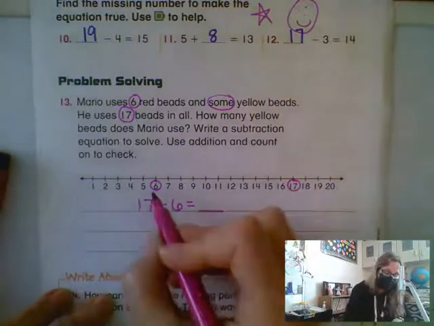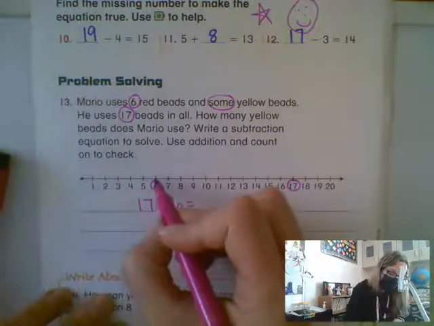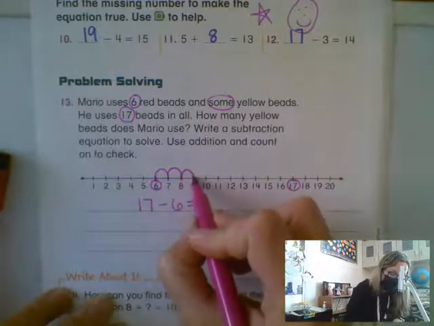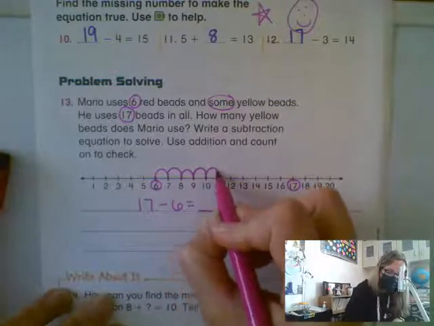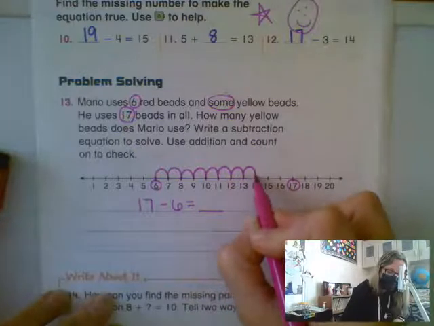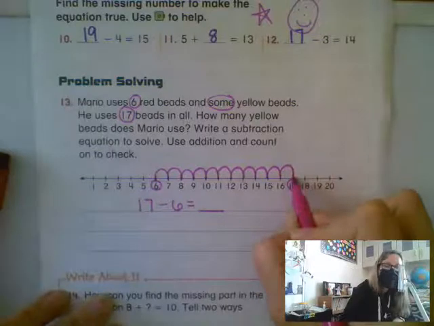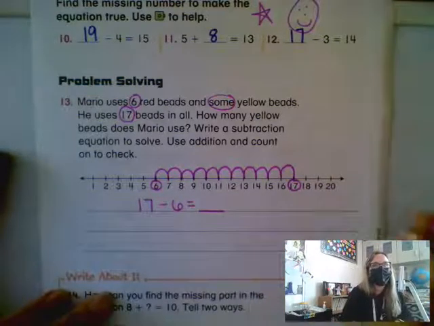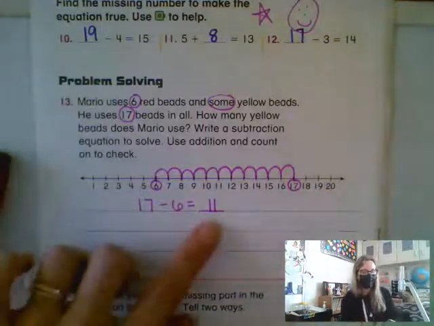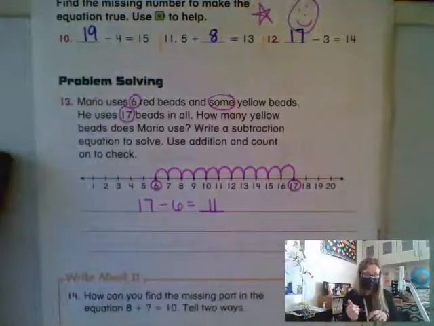So starting at 6, make sure you have 6 and 17 circled. We're going to go. Count with me. 1, 2, 3, 4. I can't hear you. 5, 6, 7, 8, 9, 10, 11. How many jumps did I take, Brooklyn? So what's my missing number? 11. Good job. 11 plus 6 is 17. So 17 take away 6 equals 11.